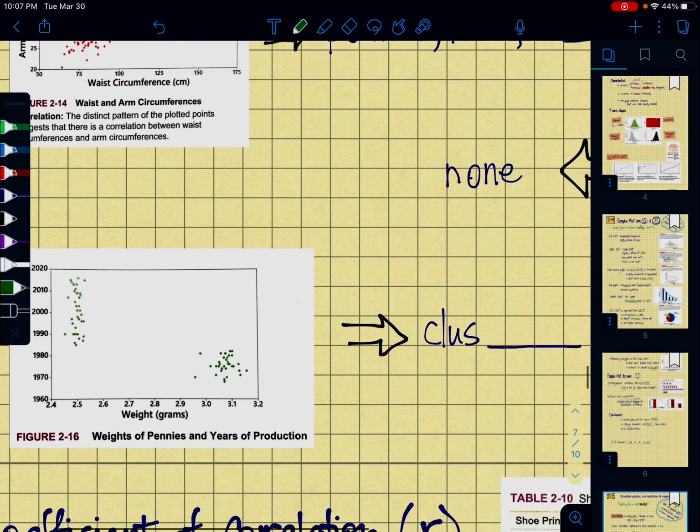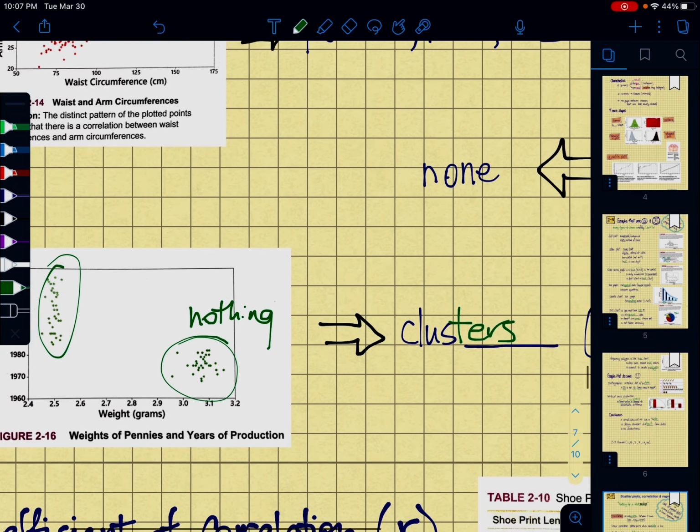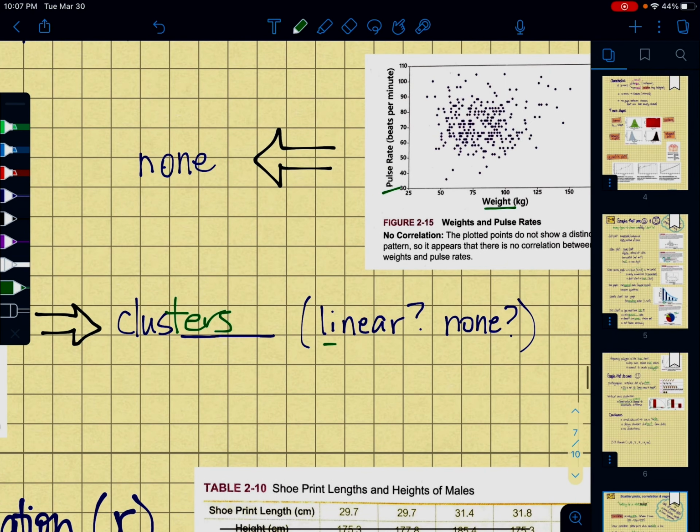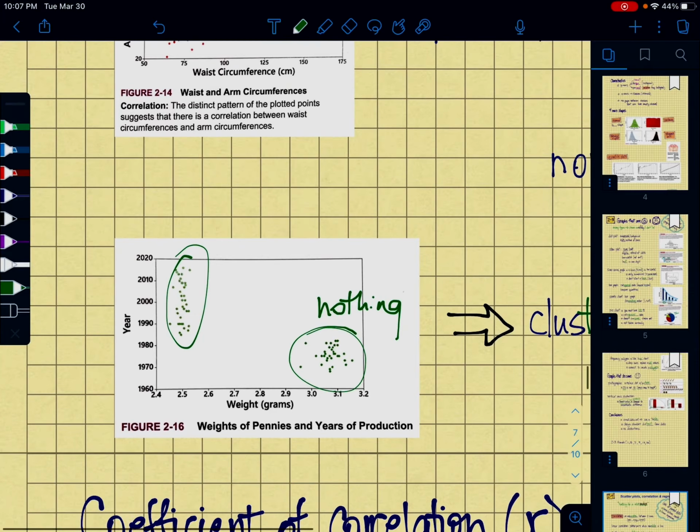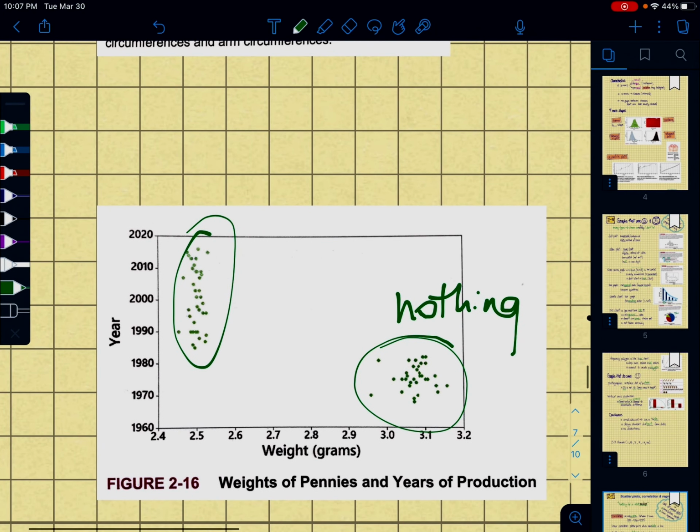And then finally we looked at this on the pennies. These are called clusters. Okay, we got a cluster here and a cluster here. The one on the right, there's nothing here. Okay, does not look like there's anything that is giving me any type of trend. There's no linear correlation. On the other one, there appears to be a linear correlation.